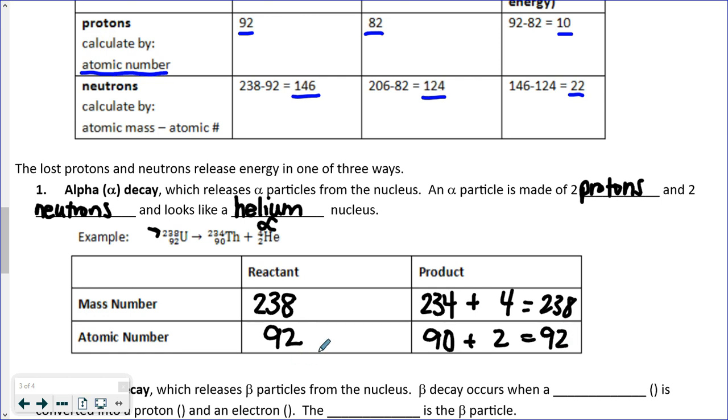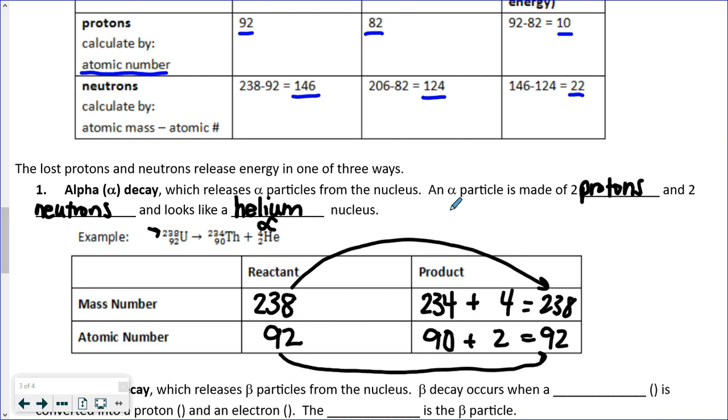So what we see is the atomic number overall remains the same, and our mass number overall remains the same. But we have different products. So what's actually happening if we look at what's being produced, what's the production of our transmutation? We have the production of a helium and whatever our other product is.